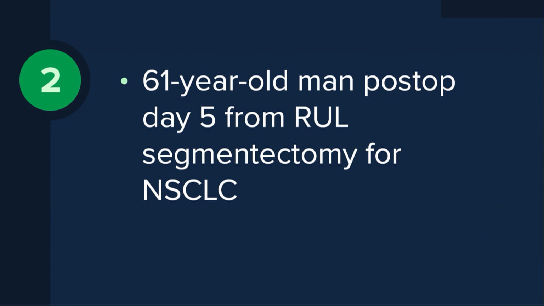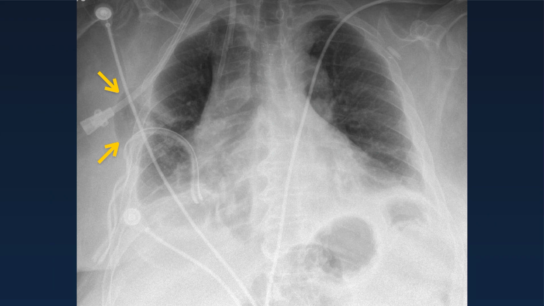Next case, we have a 61-year-old male post-op day 5 from a right upper lobe segmentectomy for non-small cell lung cancer. And on the chest radiograph, one of the findings here is this lucent area external to the chest, or the rib cage. So it's in the subcutaneous tissues of the chest wall. There's a chest tube in that area, and you can certainly have air that will leak out around the tube. You can get subcutaneous emphysema, but this is pretty discrete. It's isolated in that one area, and it's pretty characteristic of an intercostal hernia of lung.